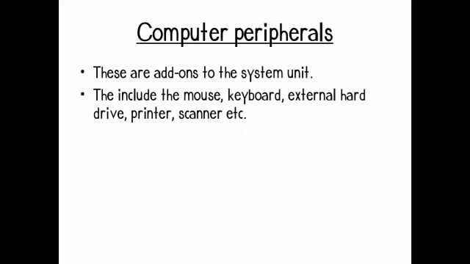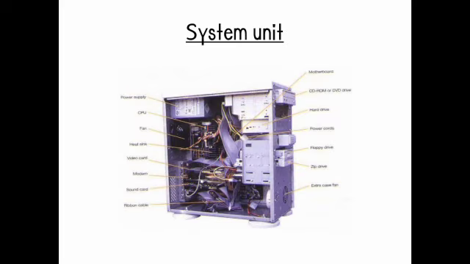And examples of these parts are the mouse, the keyboard, your external hard drive, your printer, your scanner, and so on and so forth. So any part of the computer system that is not in this system unit is referred to as a computer peripheral. Any part at all that you add to this system unit is what we refer to as computer peripherals.